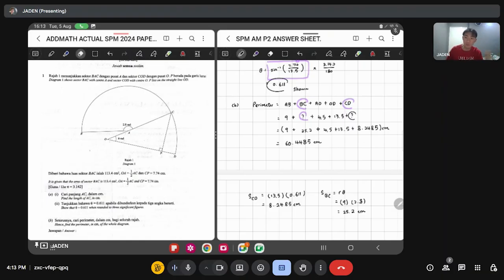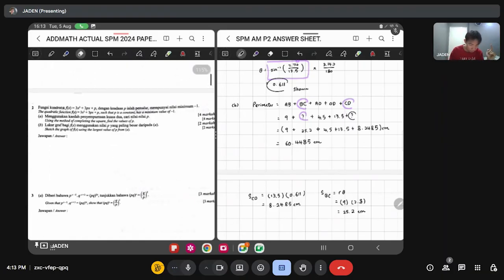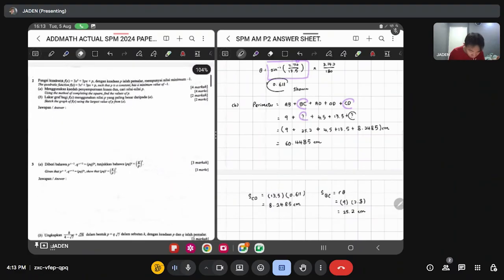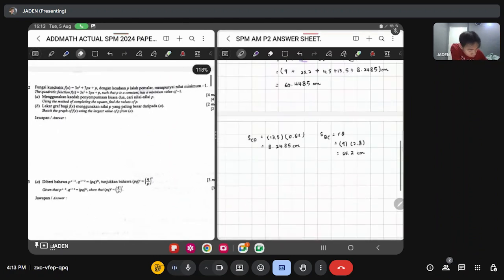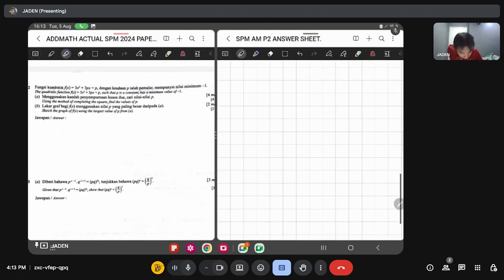Alright, now we're going to move on with the second question. Here we go. Second question, it's about Form 4 Chapter 2, which is quadratic function. Now, let me enlarge a bit of the question. Okay, it says the quadratic function f(x) equal to 3x squared plus 3px plus p such that, okay, let me just pull this a bit.